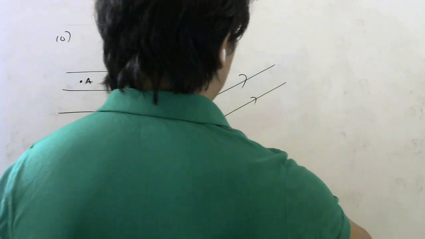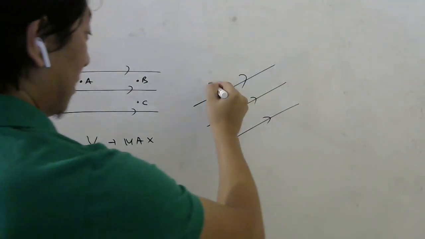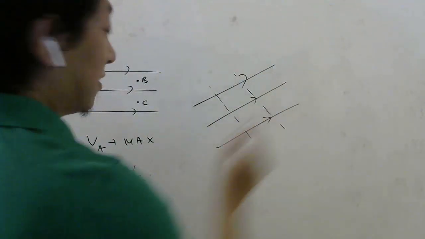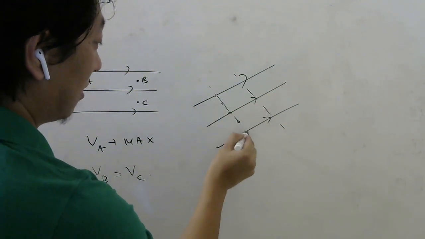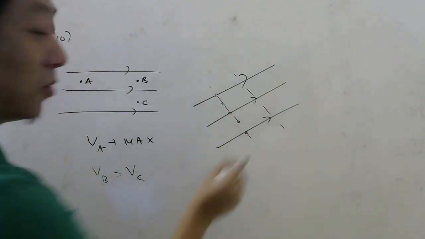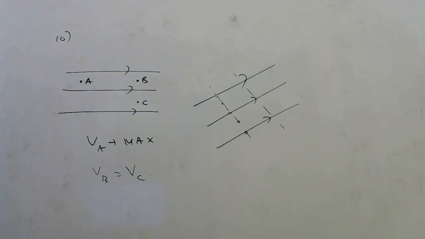Similarly, tomorrow, suppose I draw electric field lines like this. Then, if I draw perpendicular lines, points here, points here, points here, these points will be at what potential? Same potential. Please remember this. Let us see the next question now.